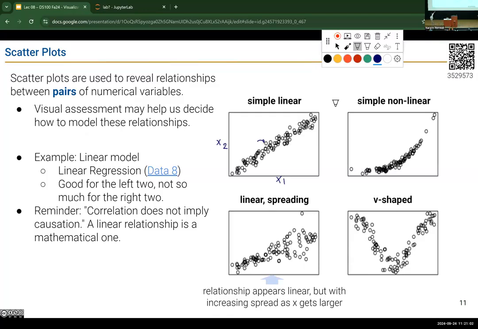So in this case, for example, you're seeing that I have a simple linear trend in the data. I can also observe a nonlinear trend. I can also see a semi-linear trend, but it's spreading as x grows, or a V-shape relationship between two variables.